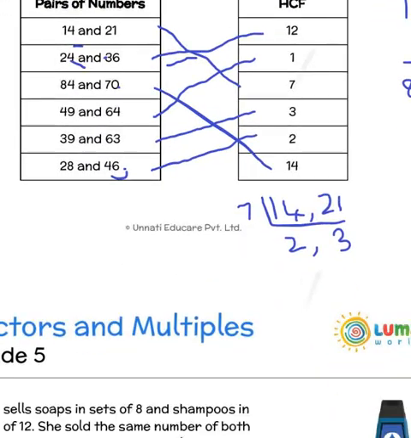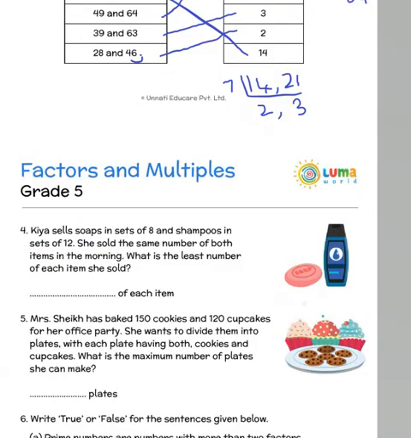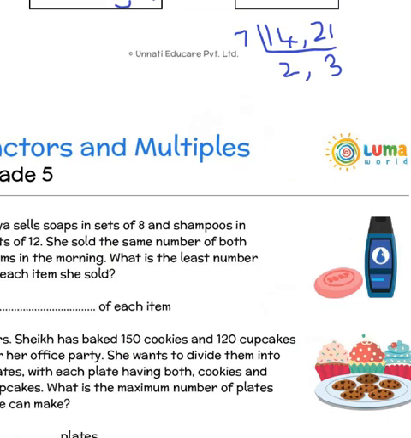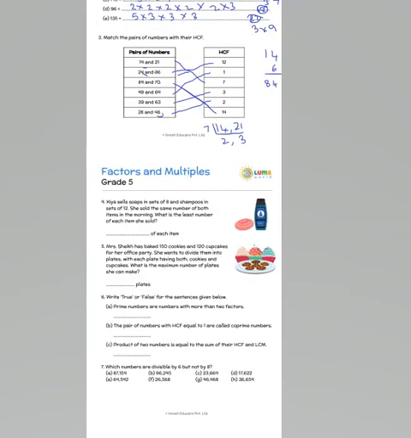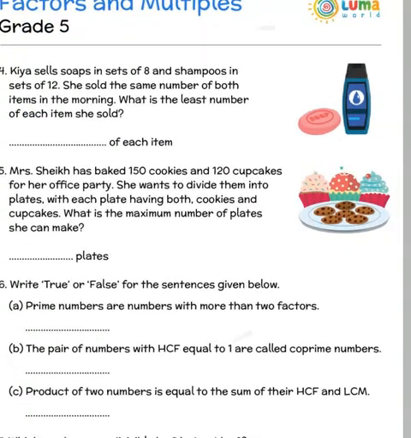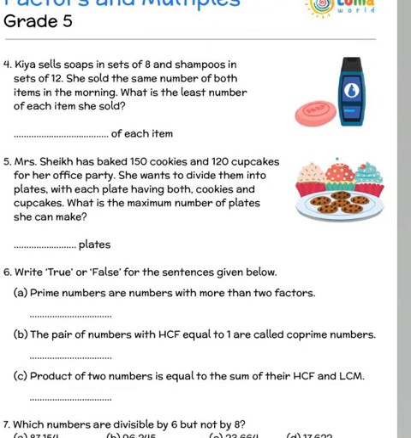Good. Let's look at the next one. The next set of questions here are problems. Let's look at the first one. Kia sells soaps in sets of 8 and shampoos in sets of 12. She sold the same number of both the items. So we need to find out what is the least number of each item she sold.